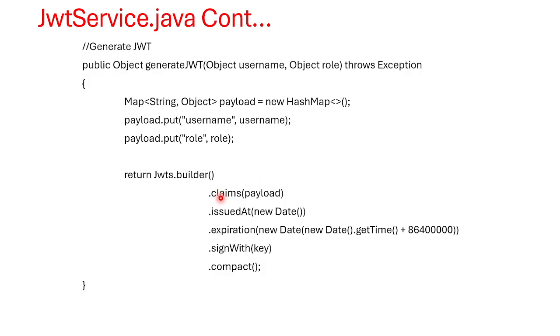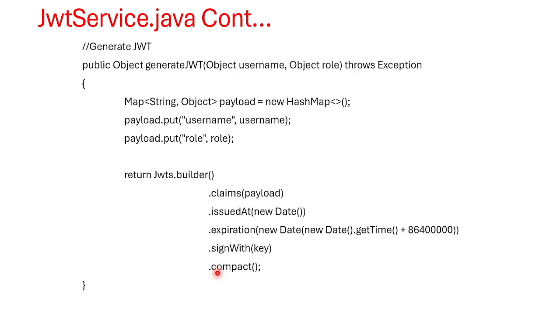So first thing, whatever payload I have added here will come here, and it will try to create the JSON web token by adding the date at what time the JSON web token is generated. So that is issued at. And this expiration timing, 864 0000, indicates that the expiration time is 1 day. And you can sign with the key that you have generated.